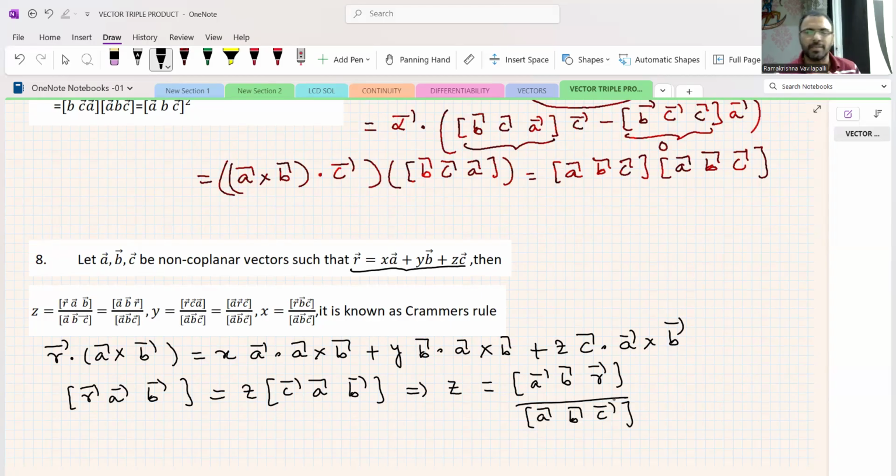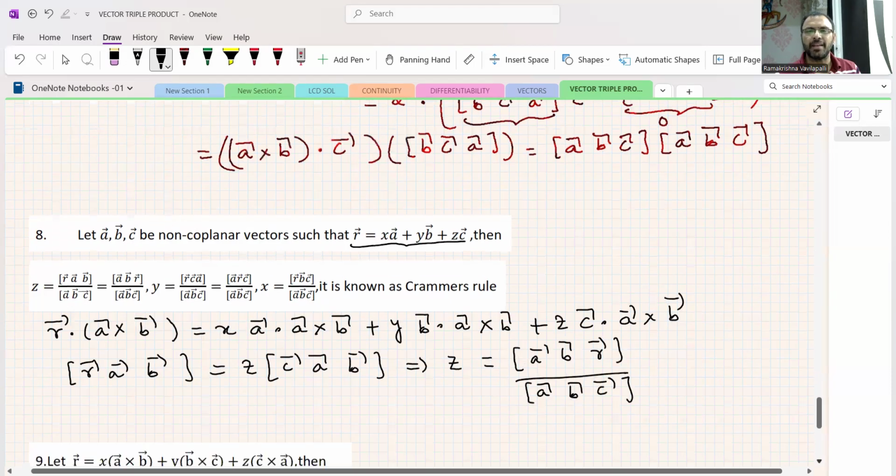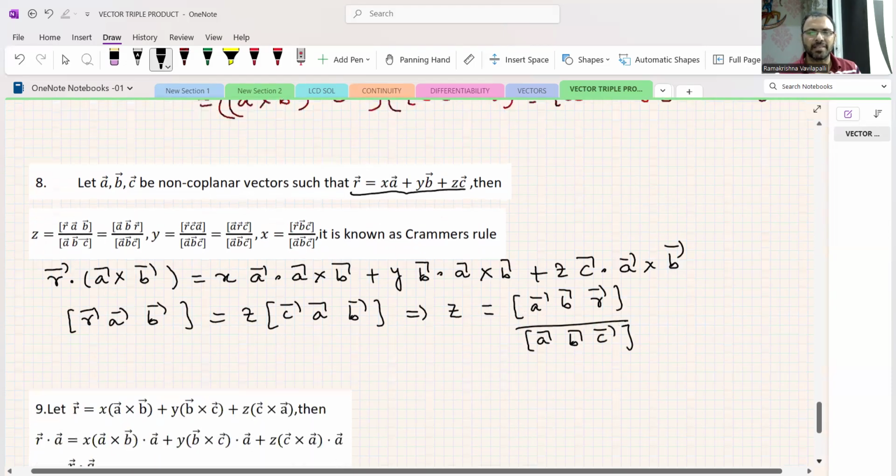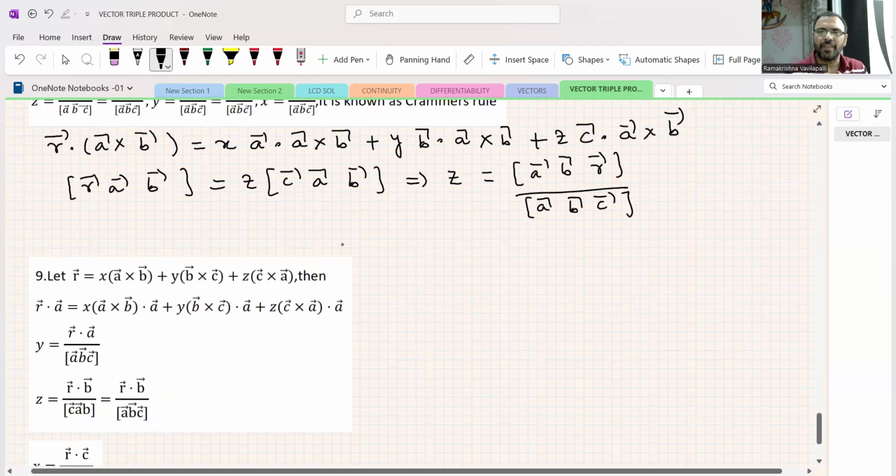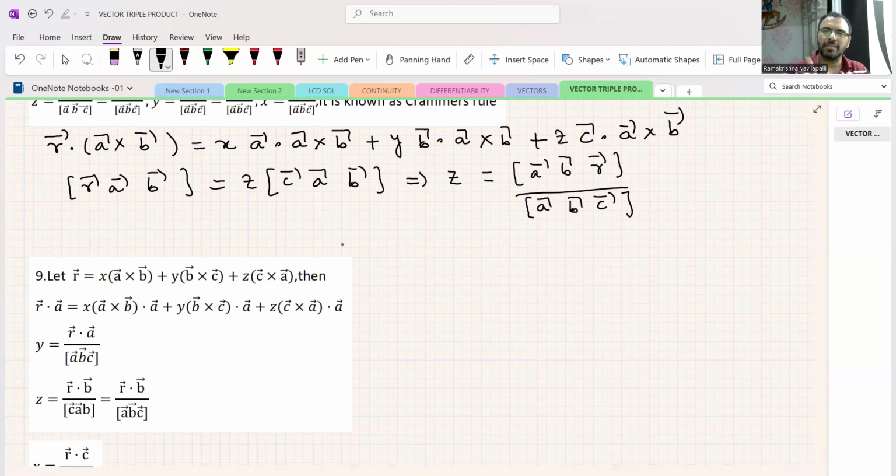That's it. Similarly, you take dot B cross C, then you can find X and Y. Under the same expression, if A bar, B bar, C bar are non-coplanar, then A cross B, B cross C, C cross A are also non-coplanar vectors, right? So here I am going to write that statement.